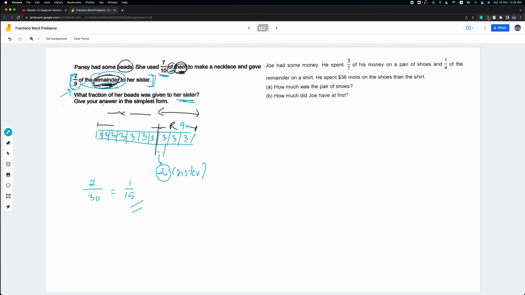The second thing is, remember after the word "of", that's the units. So you see here the units are different, so you cannot add or subtract them just like that. For example, since she used 7/10 to make a necklace, she gave 2/9 to her sister. How many did she use altogether? 7/10 plus 2/9. Okay, so that's wrong. So you separate the remainder and you draw the new units.